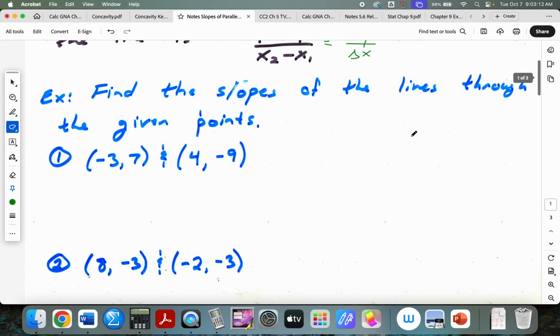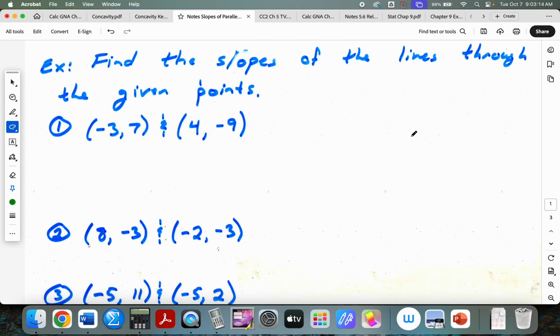Anyway, so let's find the slopes of these. We're going to do this really fast. So the slope here, I always pick the bigger y value to start with so that I'm likely to have less negativeness. So 7 minus negative 9 over negative 3 minus 4 is 16 over negative 7.